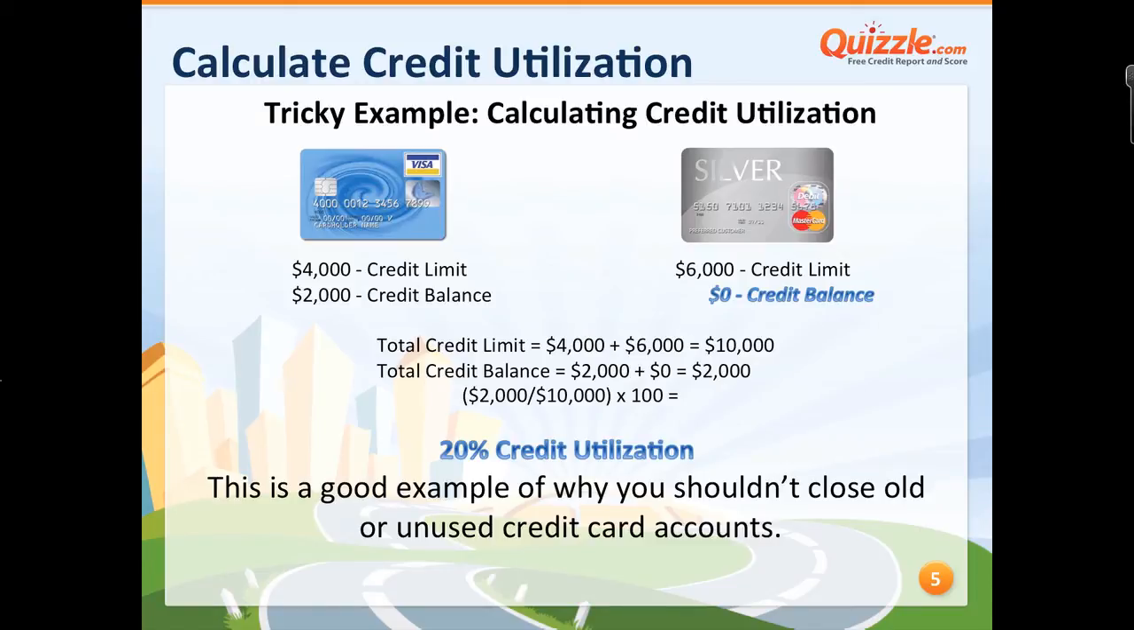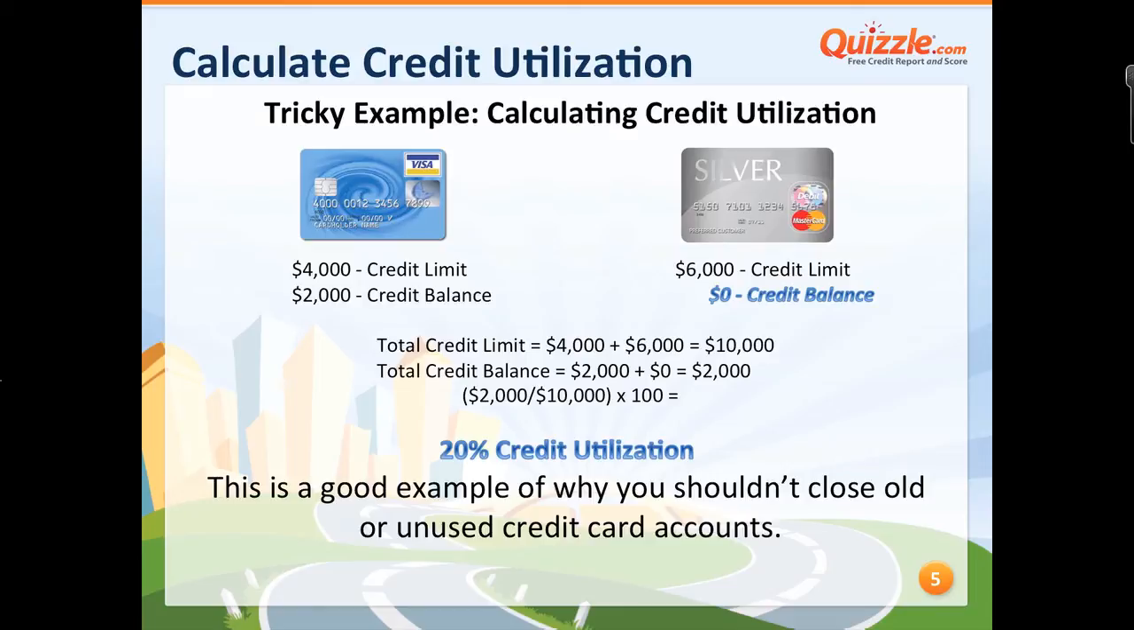When we take the total credit limit, we now have $10,000 of total credit limit, which is what we had in the last example. That's the Visa plus the MasterCard, the 4,000 plus the 6,000 in credit limit. But the credit balance has changed a little bit. Now we have 2,000 in credit balance still on the Visa, but on the MasterCard we have 0 credit balance. So now when we add it together, we only have $2,000 in credit balance. Take the $2,000 in credit balance divided by the 10,000 in credit limit, multiply it by 100 to get a percentage, and we've now reduced our percentage credit utilization to 20%.